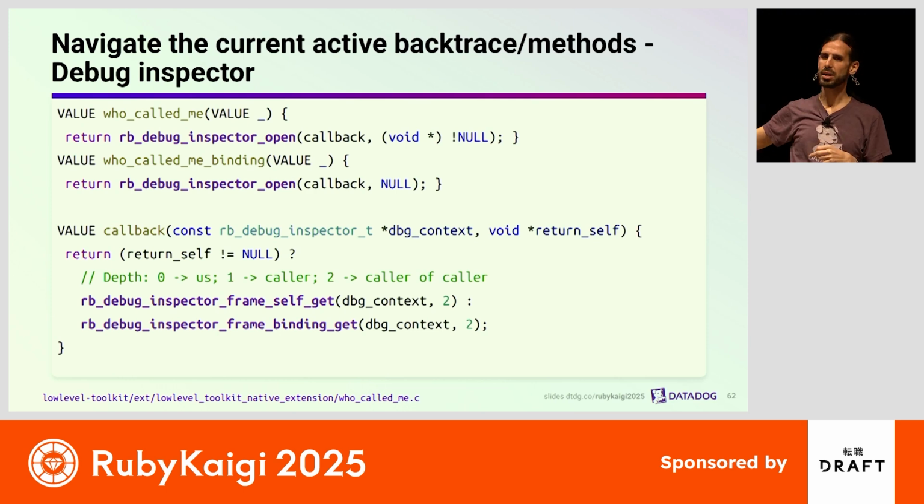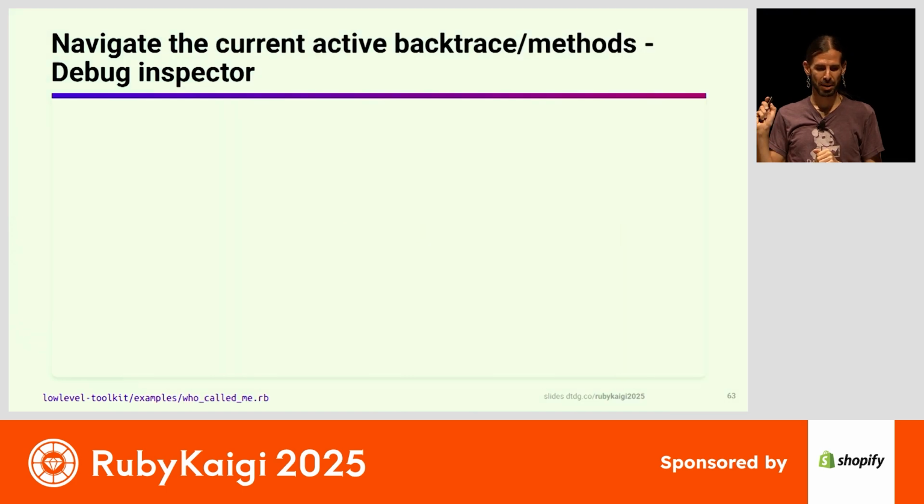And then the depth. The idea of the depth is that depth 0 is us, and then 1 is the caller, and we want the caller of our caller, so we need to ask for depth 2, and that's why the 2 is there. But this is a bit abstract, so let me show you what cool things you can do with this.